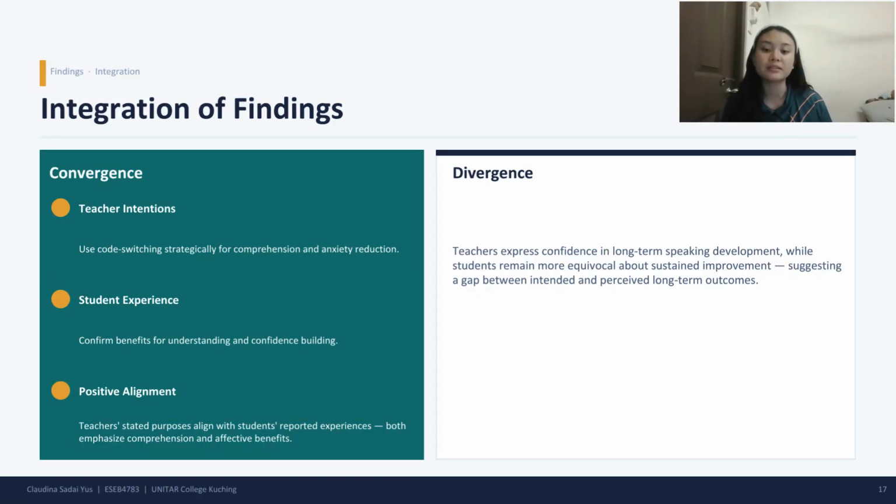And also for the positive alignment, the teachers can state that there's a purpose that aligns with the students' reported experience, both emphasizing comprehension and the effectiveness of the benefits. And overall, for the divergence, the teachers express confidence in long-term speaking development, while the students remain more equivocal about sustained improvement, suggesting a gap between intentions and perceptions of long-term outcomes.